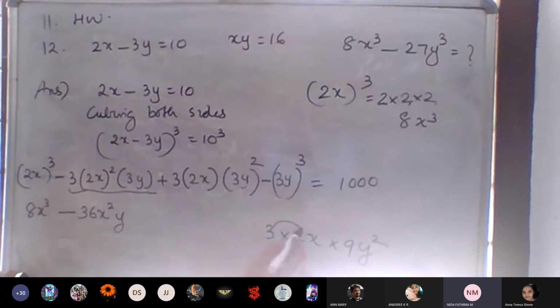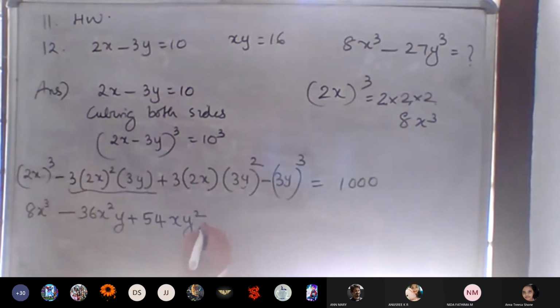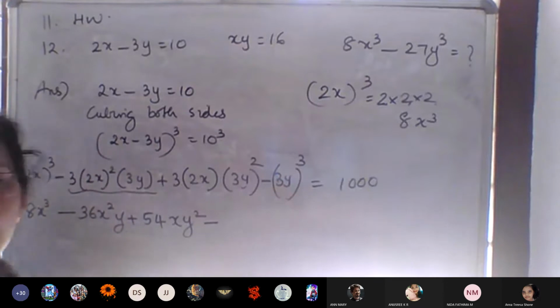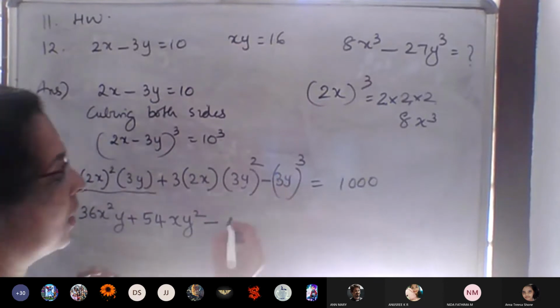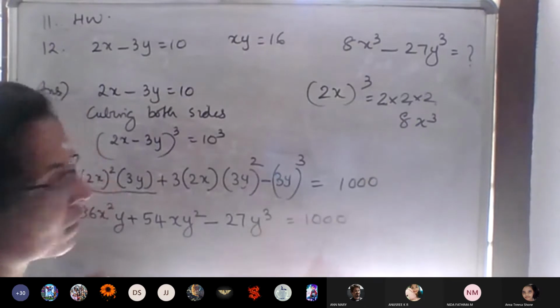3 into 6, 6 into 9, 54xy square. Then again minus 3 cube: 3 into 3, 9, 9 3s are 27y cube is equal to 1000.